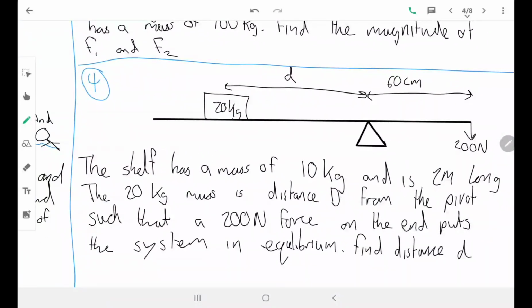And finally, we have a shelf. Now that shelf is balanced by a little pivot and a force of 200 newtons. So the shelf has a mass of 10 kilograms and is 2 meters long. The 20 kilogram mass is distance d from the pivot, such that a 200 newton force on the end puts the system in equilibrium. Find distance d.